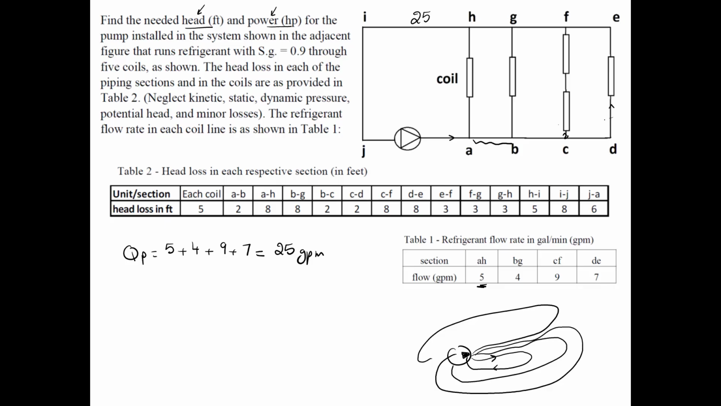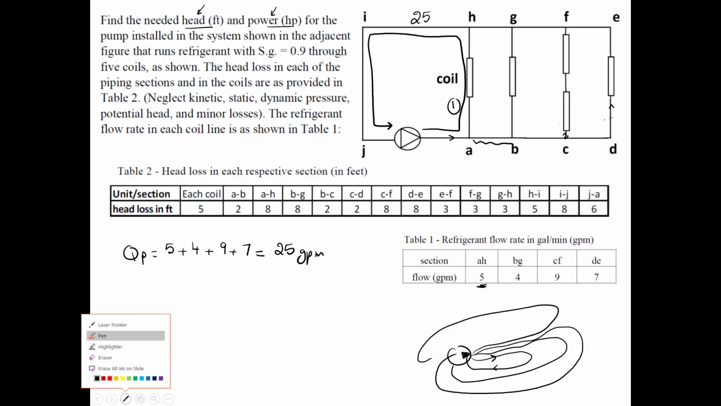Now we need to find the flow rate. We already found it, it's 25 GPM. That's how much the pump is delivering. But how much should the head be? I need to find the maximum head that the pump is delivering, and that's why I need to consider paths. For example, that's path number 1 that goes through the first coil and it comes back to the pump. So I'm going to call this path number 1. I need to find the head loss in this path. And then next, I will find path number 2.